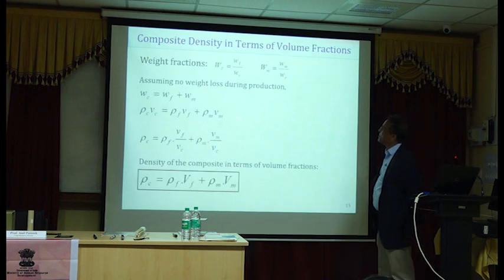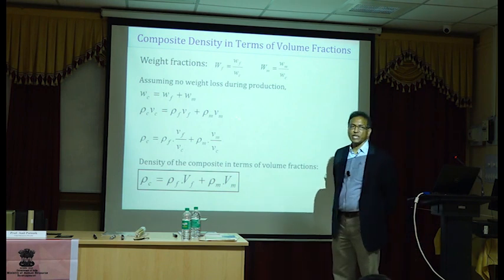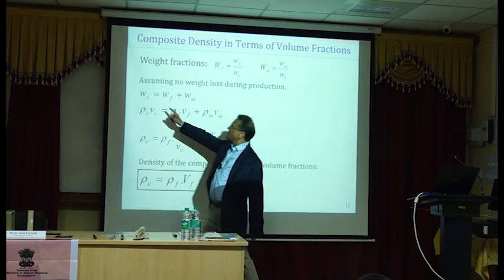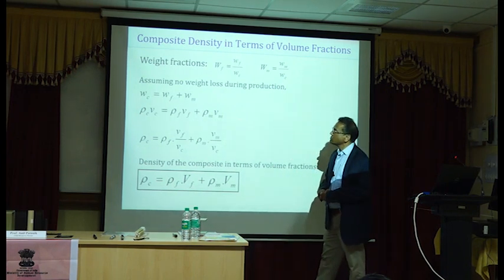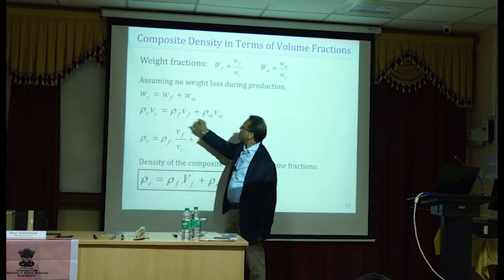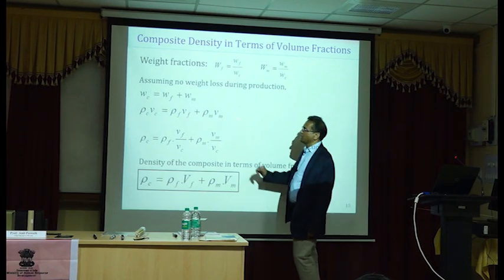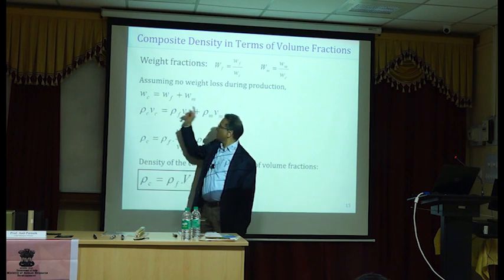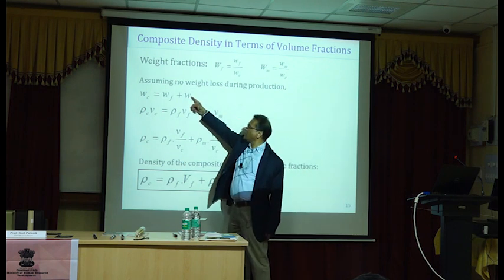Okay, so based on this, assuming that there is no weight loss during the actual fabrication of the composite, we have wc, which is the weight of the composite, equals wf plus wm. W is nothing but density times volume. So plug in those numbers. If you plug in those numbers, you'll see rho c vc equals rho f vf plus rho m vm. This is based on the weights.